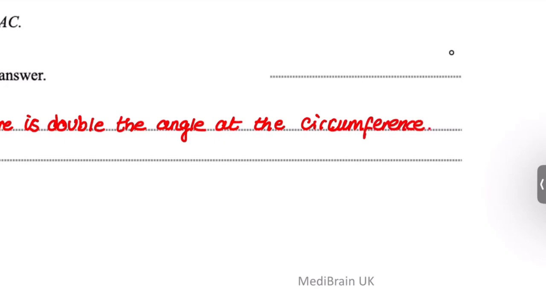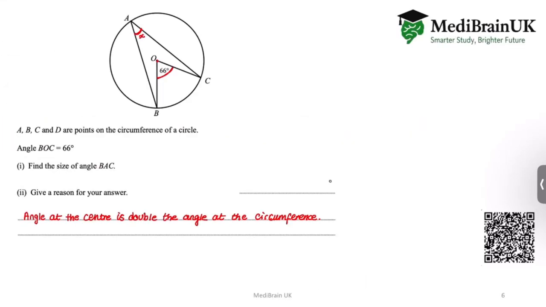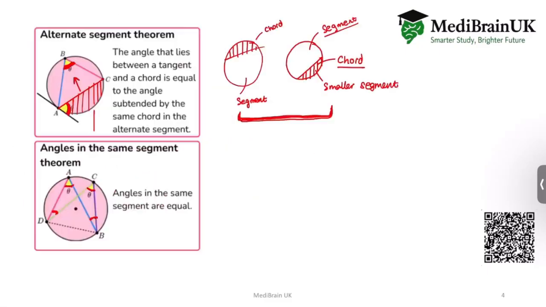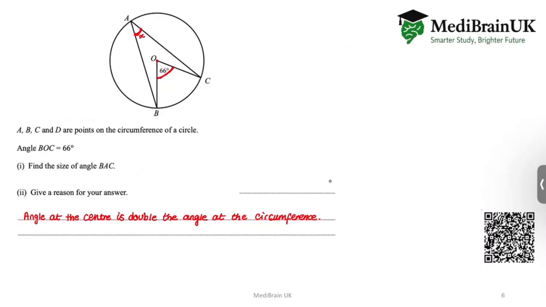We know that this is the key rule. Angle at the center is double the angle at the circumference. So if this is 66, we know that this is double the angle which was originally here. So this must be 33 degrees because the angle at the center is double that angle. So that angle is going to be 33 degrees. Double 33 gives you 66.